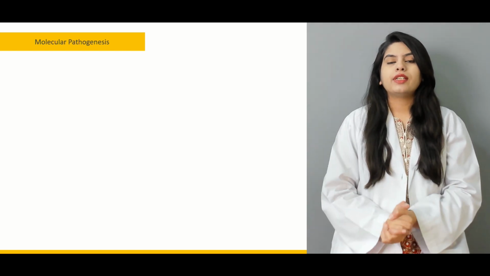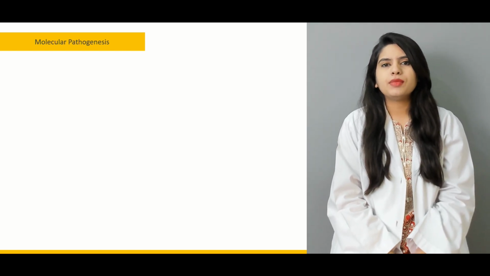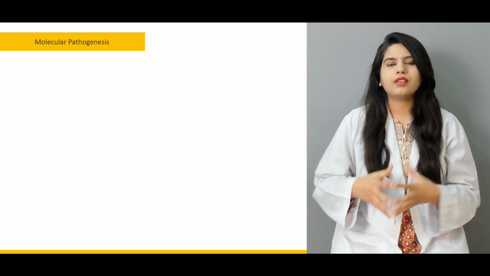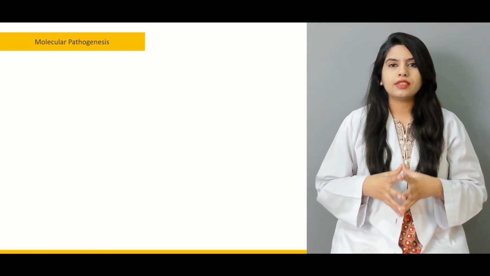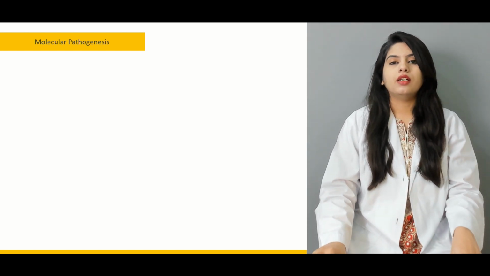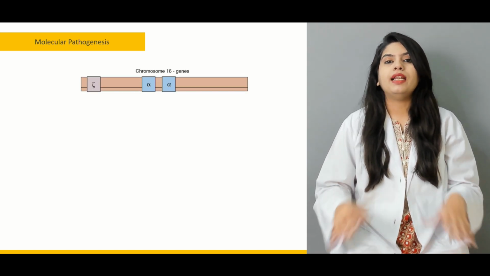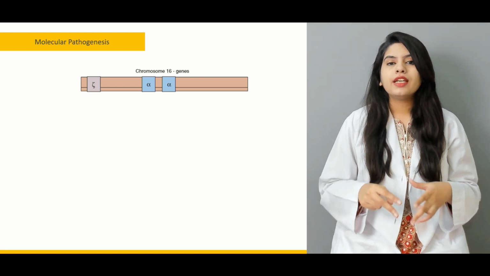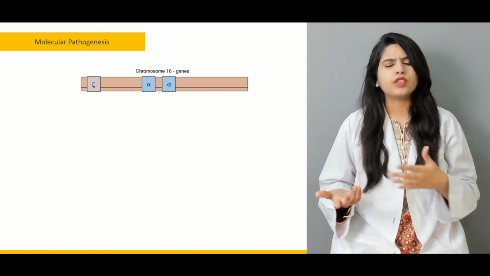Now, as I told you, it is a genetic disorder. That means that there is some defect in the genes that are present on the chromosome. So obviously there will be some defects in the genes present in the chromosomes, and the chromosomes that are involved here in thalassemia are chromosome 16 and chromosome 11. So basically these are the two chromosomes that consist of the genes encoding for the different types of hemoglobin chains.